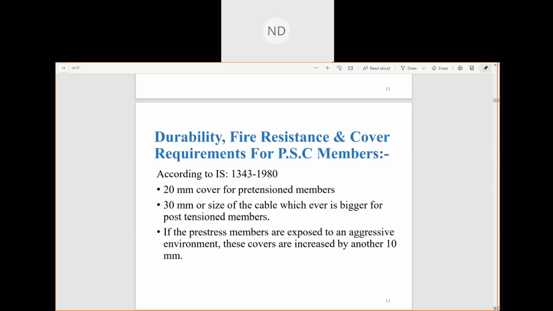But in aggressive environments, such as very hot temperatures, or places where heavy high temperature works are being done, obviously aggressive temperature is there in that area. In that case, these covers are increased by another 10 mm. That means for pretension, you have to take 30 mm cover, and for post-tensioning, 40 mm or the size of the cable, whichever is greater.